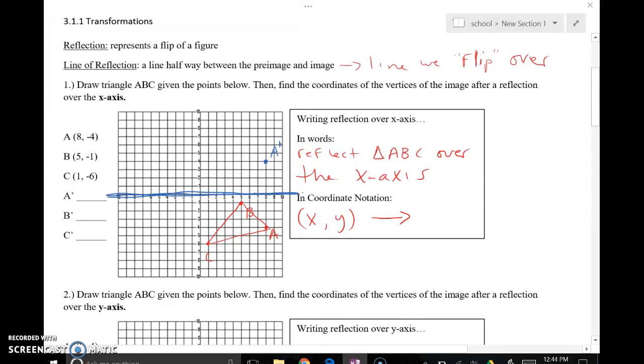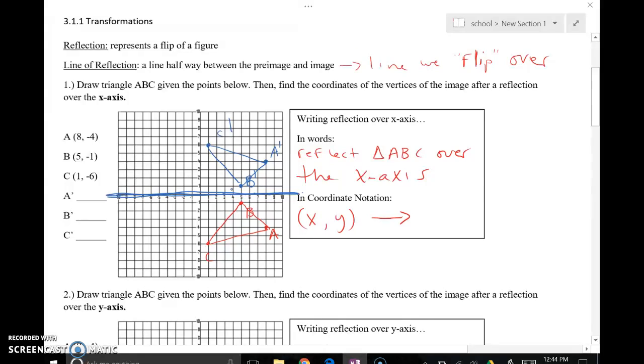Notice my notation, it's been moved once. My B point is 1 unit below, so now it's going to be 1 unit above. Again, notation showing that it's been moved. My C is down 1, 2, 3, 4, 5, 6, so I'm going to go up 6 from the line I'm flipping over. 1, 2, 3, 4, 5, 6. And there you can see the triangle that is our image after we've reflected triangle ABC over the x-axis.